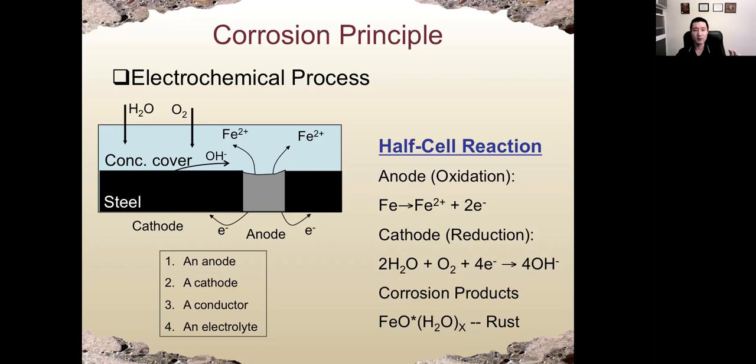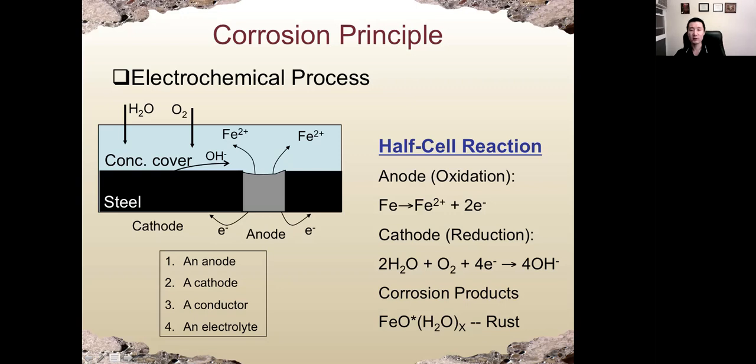For corrosion to happen, some part of the steel should have a damaged surface. So the thin film will be damaged, and that area will serve as a so-called anode. The chemical reaction involved with corrosion is called a half-cell reaction. We have an anode and we have a cathode.